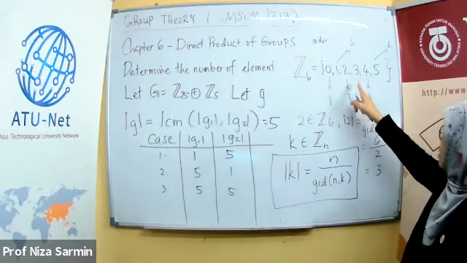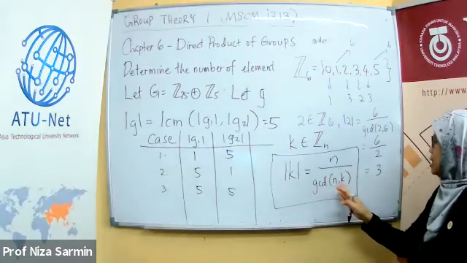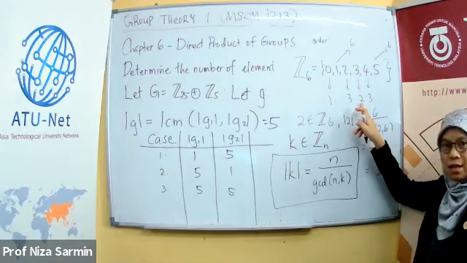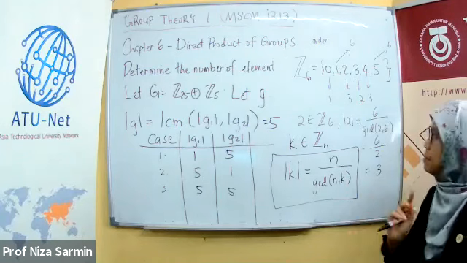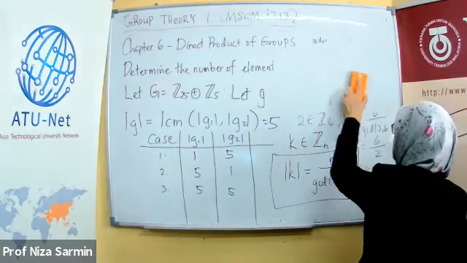Now try with 3. GCD of 3 and 6 is 3. 6 over 3 is 2. There's another way, because sometimes it's not this easy. Sometimes, let's see. I give you this question.